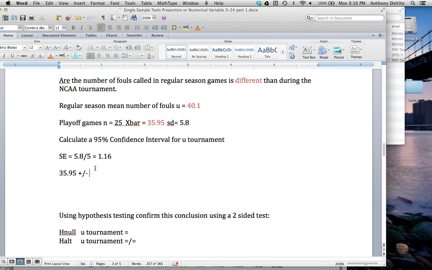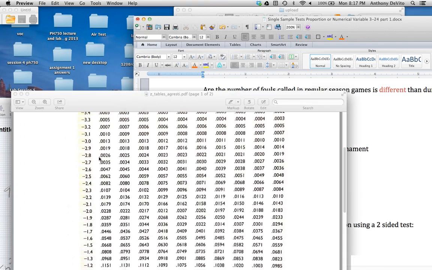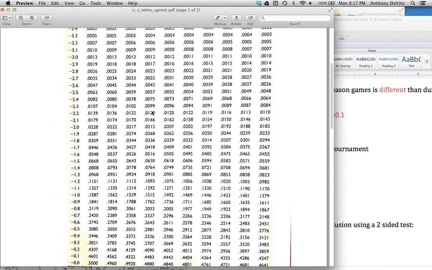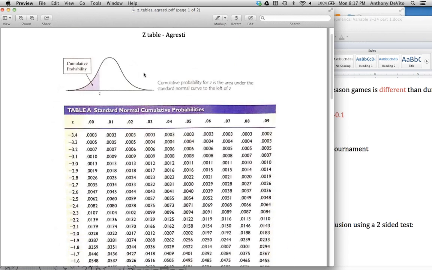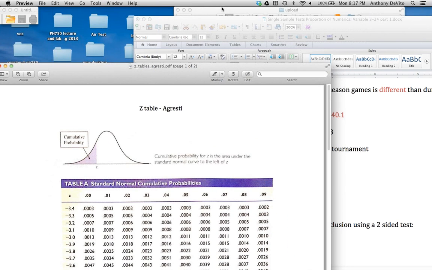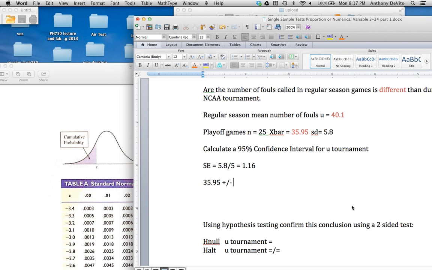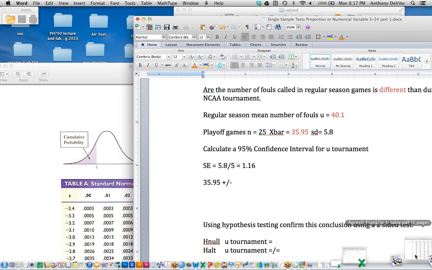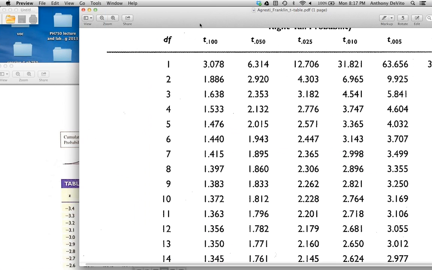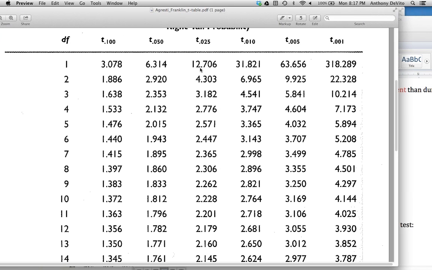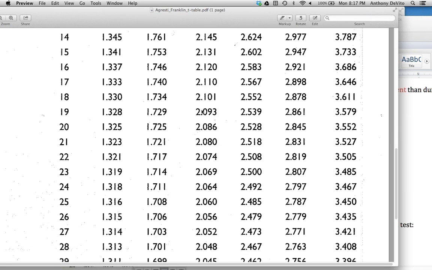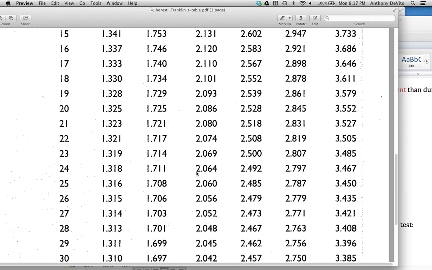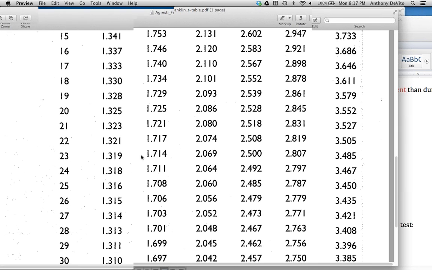Where do I get my critical t-score for this? Go to my t-table. Okay, what do I need? What t-table do I need to be 95% certain that I capture the real population mean? Okay, that's my z-table. Where'd my t-table go? Where is it? Okay, let's see. 95% would be this column right here, right? 24 degrees of freedom. So our number would be 2.064.